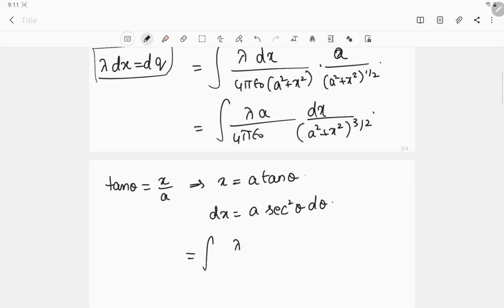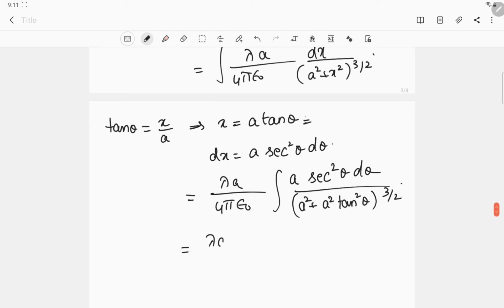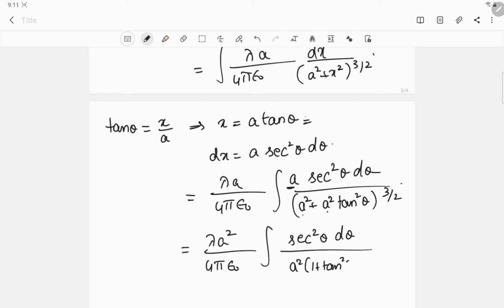So we will be getting integral of lambda, so I can take this out of the integral. Lambda a divided by 4 pi epsilon naught into integral of a secant square theta d theta divided by a square plus, instead of x we will substitute this, so you will be getting a square tan square theta, the whole power 3 by 2. Okay, so then lambda a, you take this a also out, so it will be a square divided by 4 pi epsilon naught into integral of secant square theta d theta divided by, a square can be taken out, a square into (1 plus tan square theta) the whole to the power of 3 by 2.